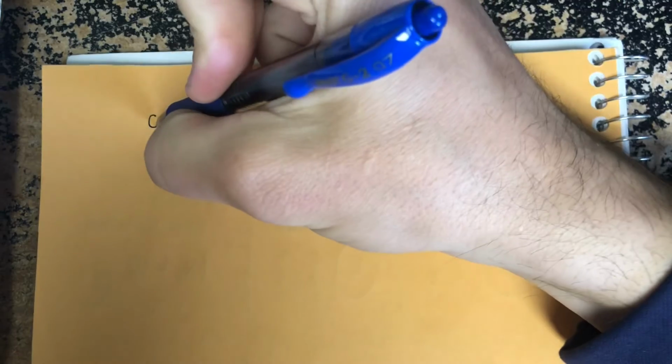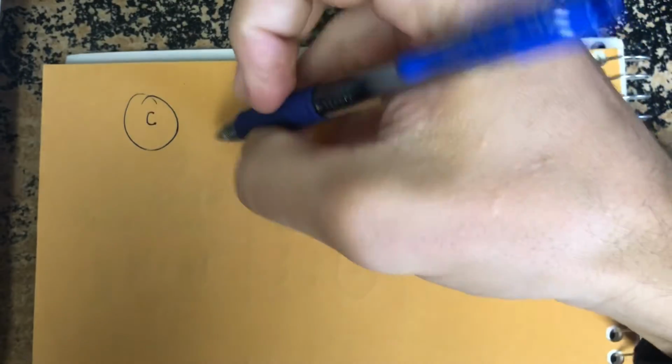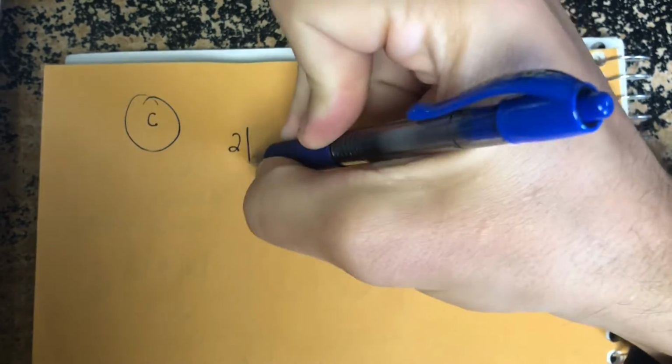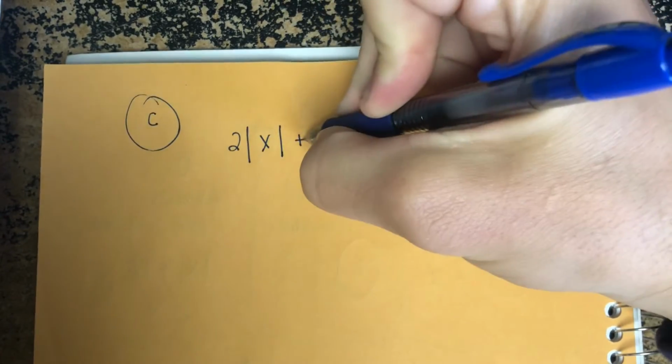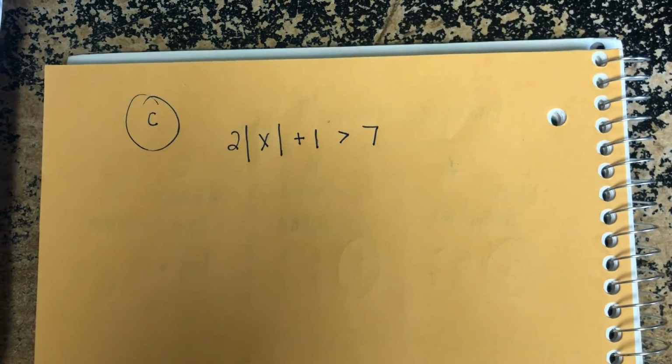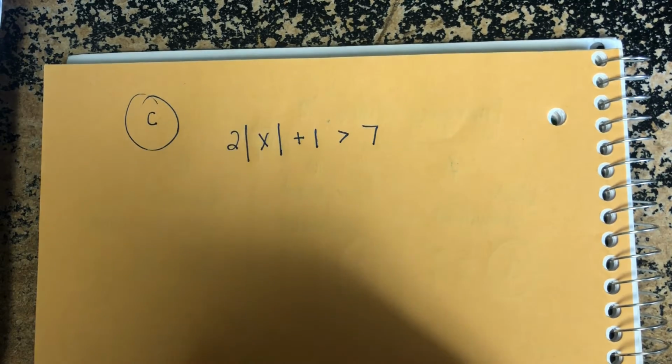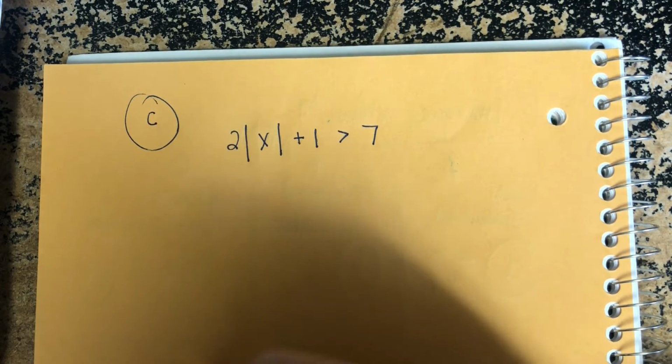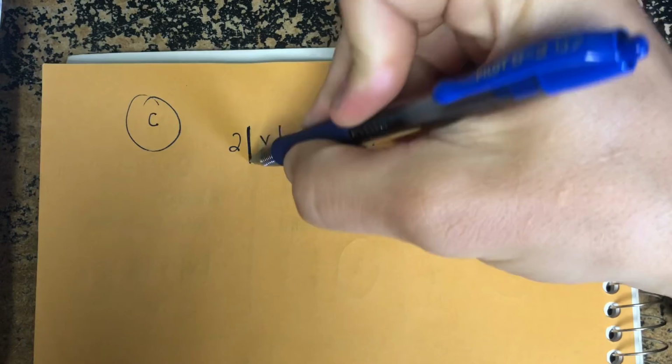So you can see here, we're going to do letter C. This is going to be an absolute value inequality. So say I have something like this. I'll try to keep it pretty basic. This is one where you're going to need to split it up, but you only split it up when it's just the absolute value.